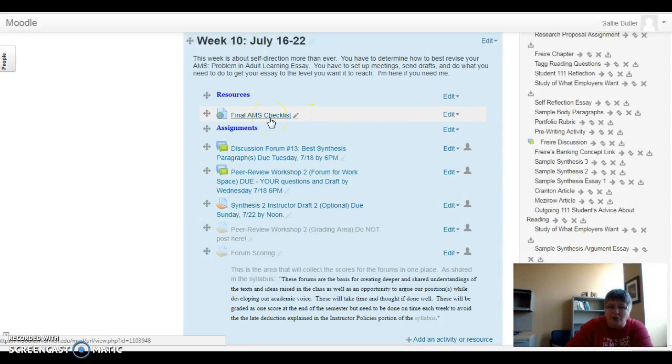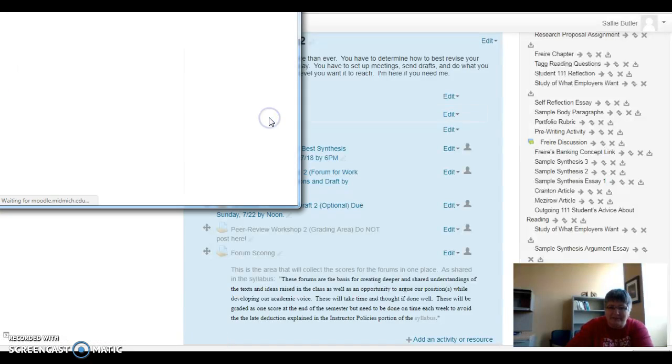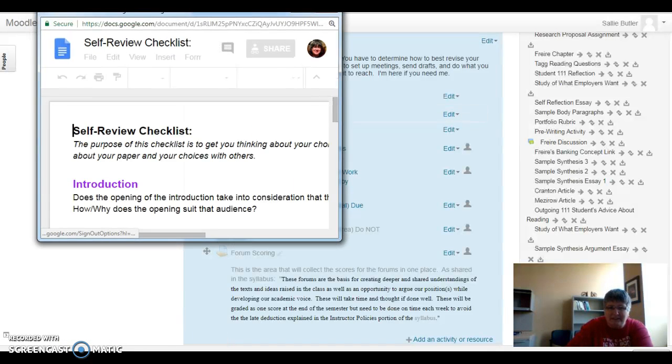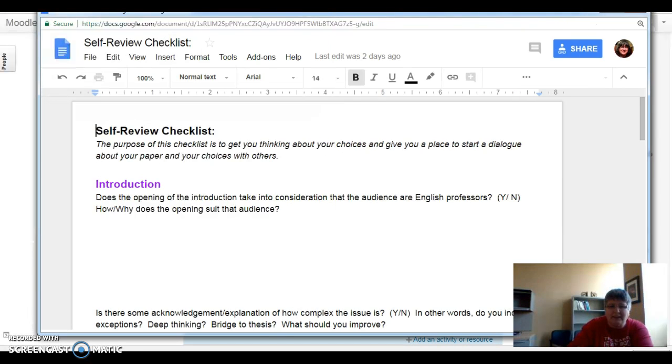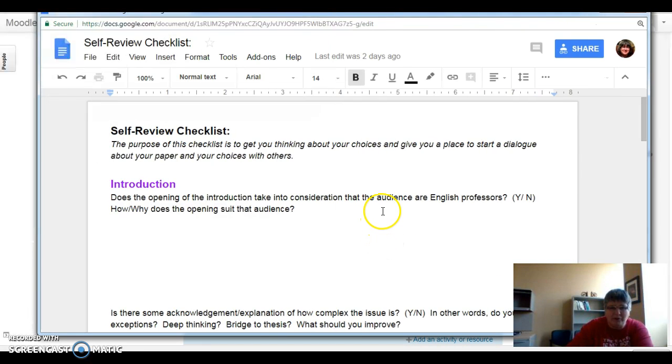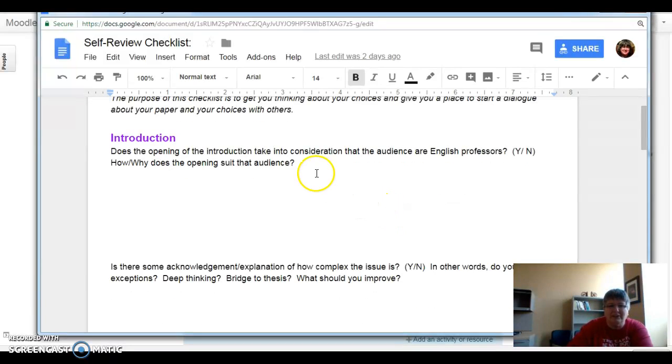You can go up here. You can look at this checklist. It's meant to help you out. It has a whole bunch of questions, so you can start thinking about it. You should know the answers by now, at least I'm hoping. So it says in your introduction, does your introduction take into consideration your audience, English professors? Meaning, first, is it grammatically correct? Are you using some jargon that they would respect? Do you remember that they're teachers and they care about individual students?